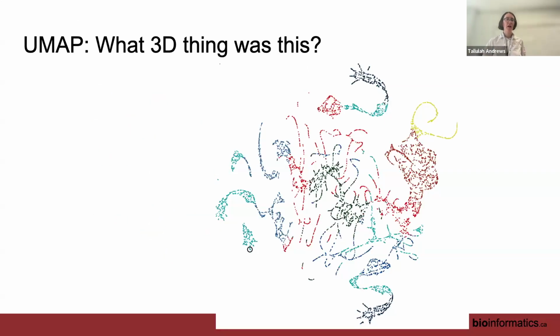And now that we've talked about how UMAP works and looked at some of how these things work, this is a UMAP of a three-dimensional thing. What do you think it was?